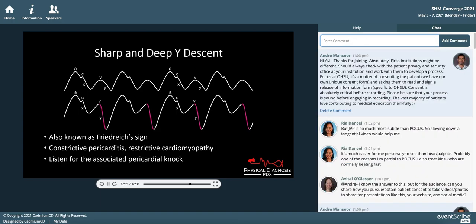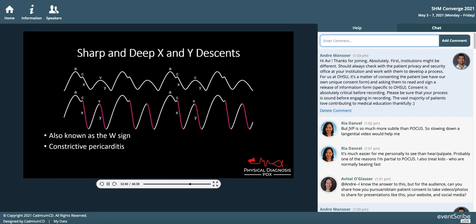Next up is the sharp and deep Y descent, also known as Friedrich sign. This is associated with constrictive pericarditis and restrictive cardiomyopathy. The W sign is next, and here we have a deep X and Y descent. This is more specific for constriction than Friedrich sign. And why some patients with constriction develop sharp and deep X and Y descent rather than just a sharp and deep Y descent is not clear, but it is something that we see.